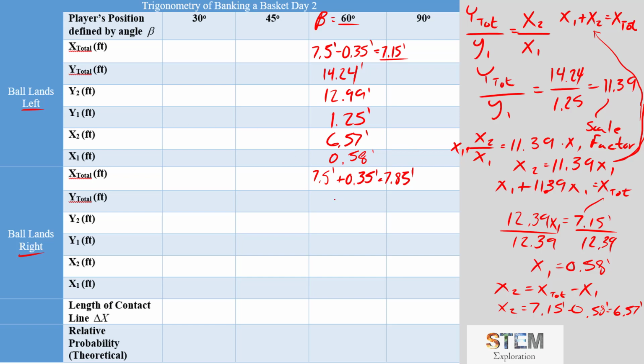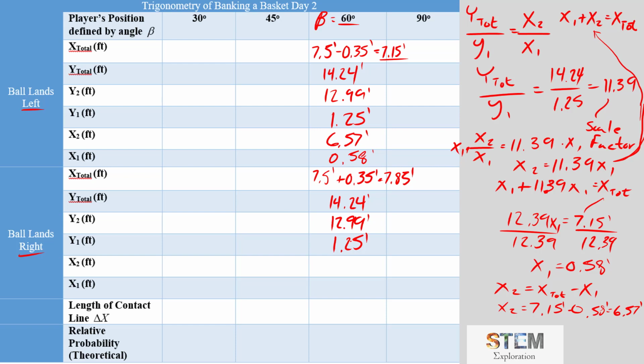Now, all these other values, again, y total, y2, and y1, will be the same, at least if you're staying in the same angular position. Change the angular position, all this stuff will change. But once you calculate it once, you should have most of what you need. Unless you're talking about y1. 1.25 feet is y1 because that's based off of the distance that the basket is from the backboard itself.